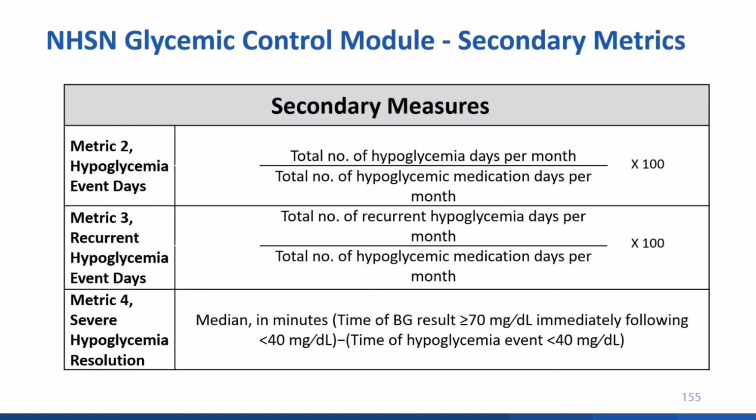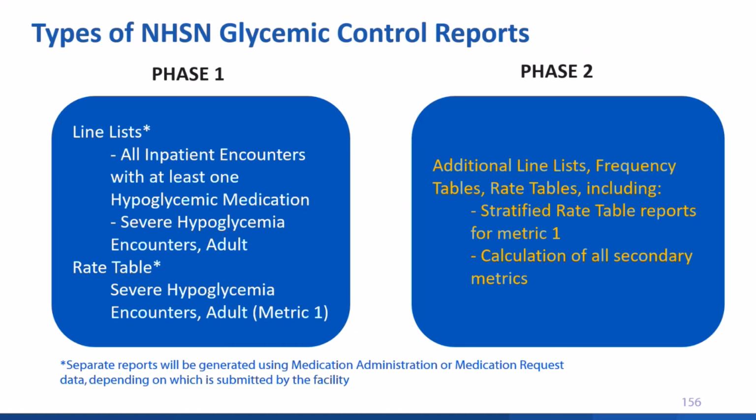Moving on from the metrics themselves, let's talk about what to expect in the reports during the rollout phases. During the first phase, as you can see on the left, there will be line lists. For example, these line lists can include all inpatient encounters with at least one hypoglycemic medication and severe hypoglycemia encounters for adults. This can also include a rate table, such as severe hypoglycemic encounters for adults, which is metric 1. Separate reports will be generated using medication administration or medication request data, depending on which is submitted by the facility.